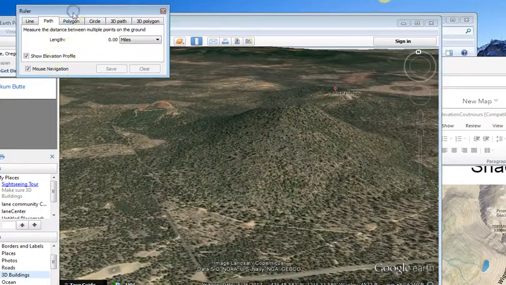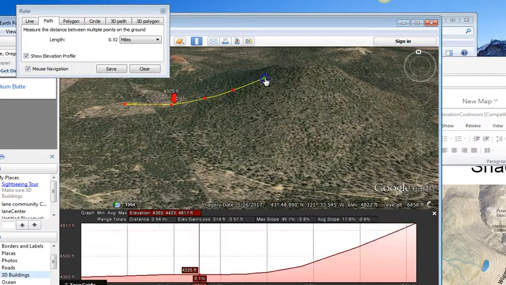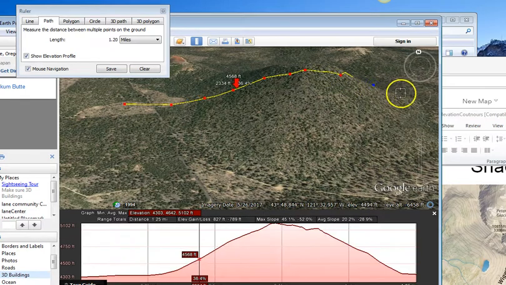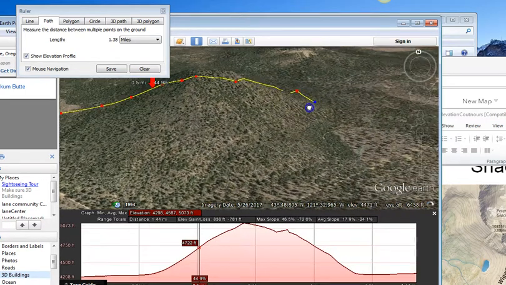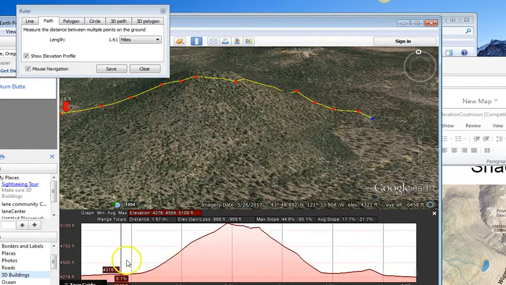And I could draw a profile line across this butte. I'm going to come out here on the flat, and I'm going to go up over the butte. I went over the back side of the butte. So that's the elevation profile here.